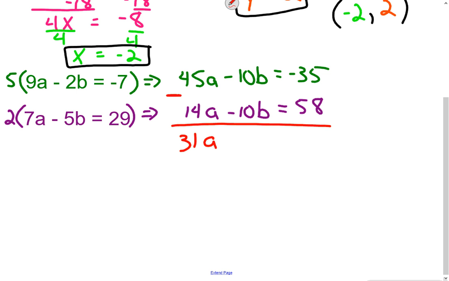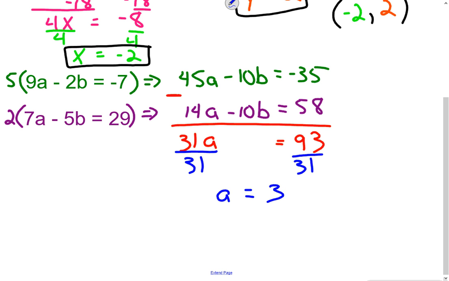31a, negative 10b minus negative 10b is 0, equal to, and when I subtract these, I'm going to end up at 93. Now I can solve this equation, divide both sides by 31, and I find out that a equals 3.